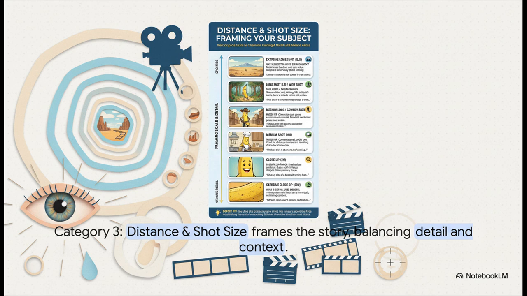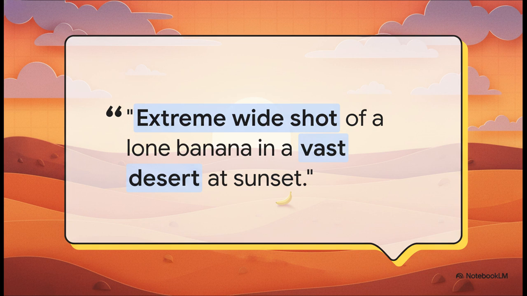Category 3 is all about distance and shot size. Basically, how close is the camera? This is how you tell the viewer what's important. Are we zooming in for an intimate, emotional detail on a face, or are we pulling way, way back to show the epic scale of the world they're in? Just look at this prompt. Those 3 little words, extreme wide shot. That immediately tells the AI to shrink the banana down and make the desert feel absolutely massive. Instantly, you get this feeling of loneliness and epic scale. You're not just creating a picture of a banana, you're creating a story about isolation.